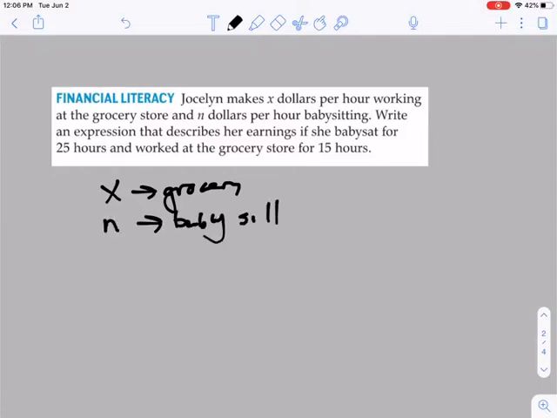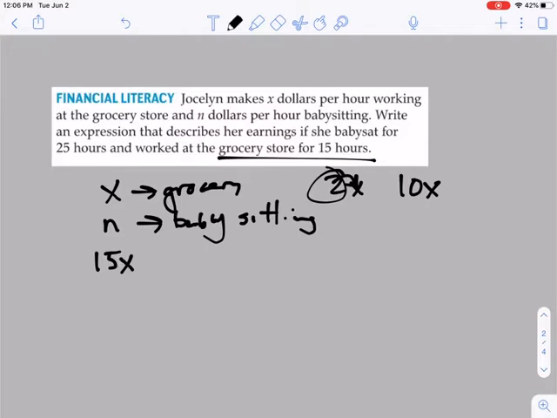Well, if she worked 2 hours at the grocery store, we would write that as 2x. If she worked 10 hours at the grocery store, we would write that as 10x, because it's the number of hours times her wage, and her wage is that x, right? x dollars per hour. That's how much she makes. So if she makes like $8 an hour, then 1 hour she makes $8, 2 hours she makes $16. That's just a basic multiplication problem. So grocery store for 15 hours would just be 15x.